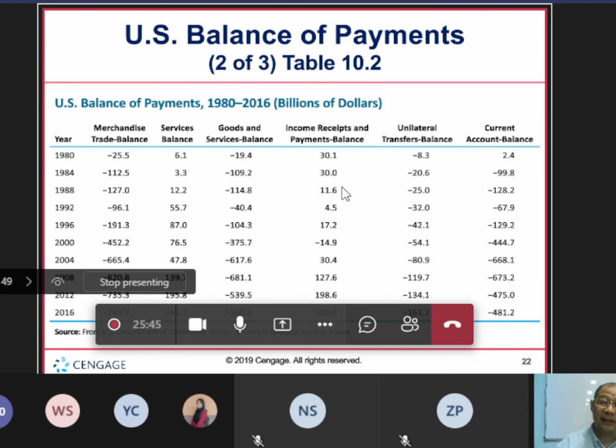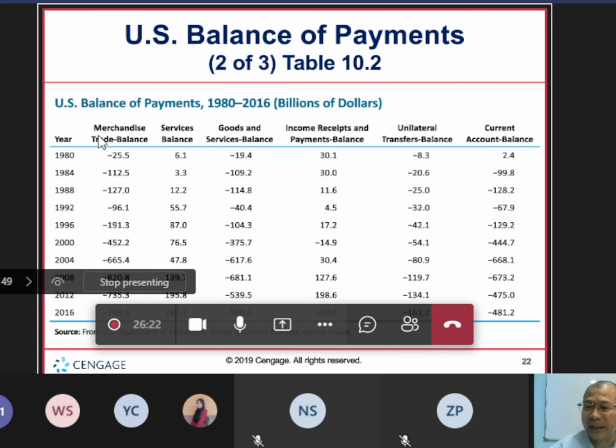Inside the balance of payments, the first part is the current account balance. Now, what is the current account balance? It's got to do with basically three things. The first is the merchandise balance. If you want to make a column, on the left, export and import.